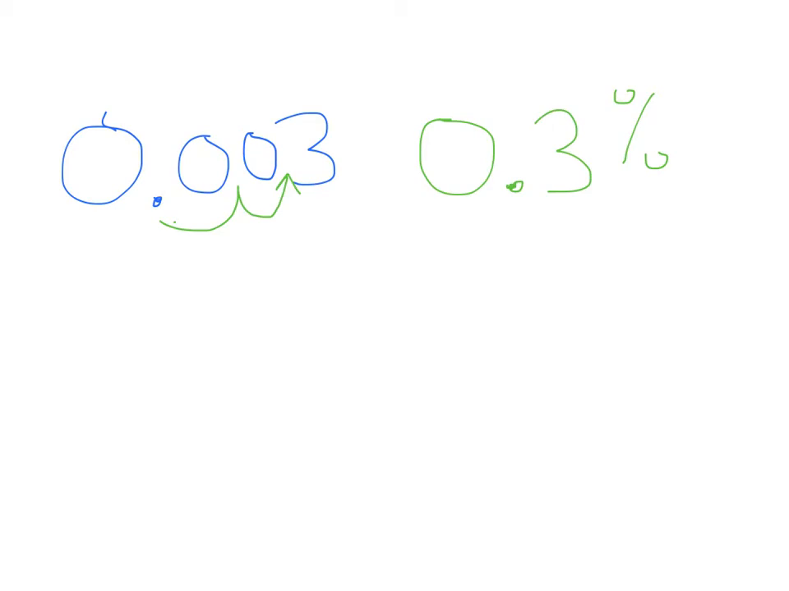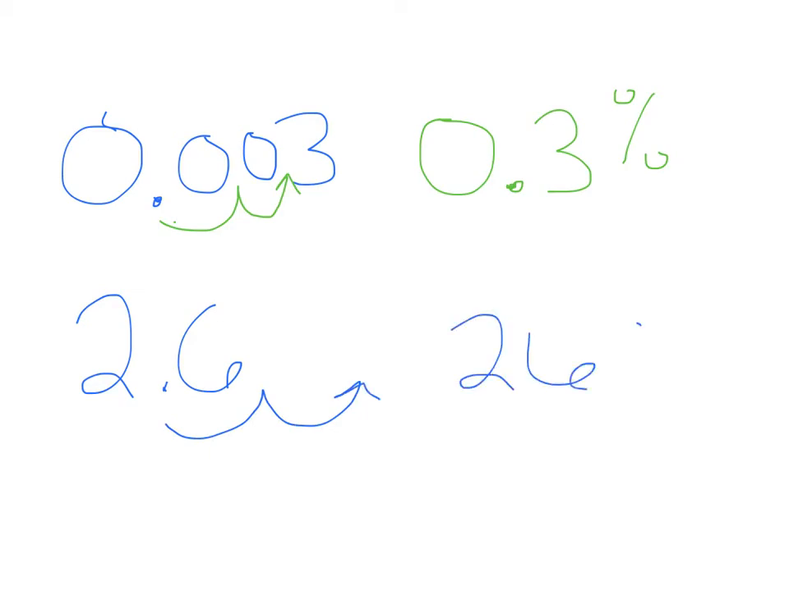So, if I wanted to keep going, let's say I have 2.6. Well, that's my decimal. If I wanted to change that to a percent, I move it 2 places to the right, and that becomes 260%. Always, always, always 2 places to the right every time you're converting a decimal to a percent. I'll show you another way to remember that a little bit later as we get to that chart.